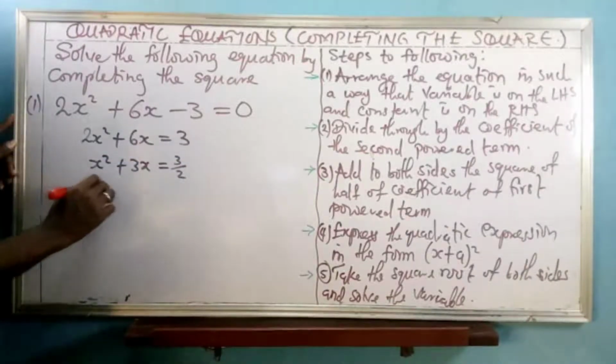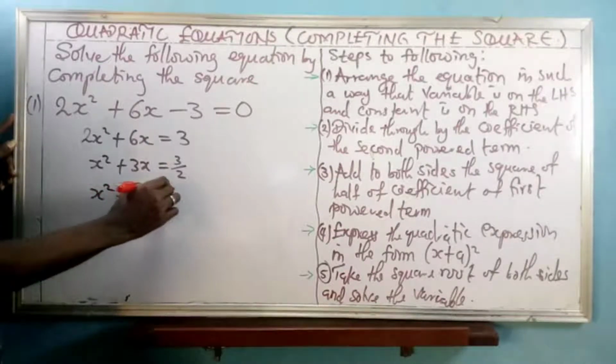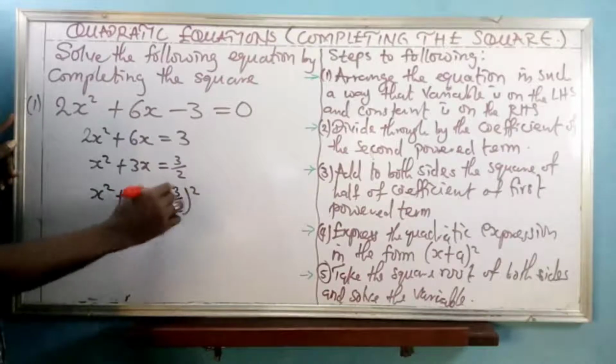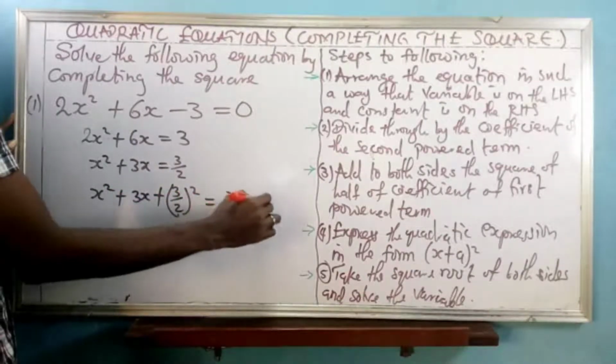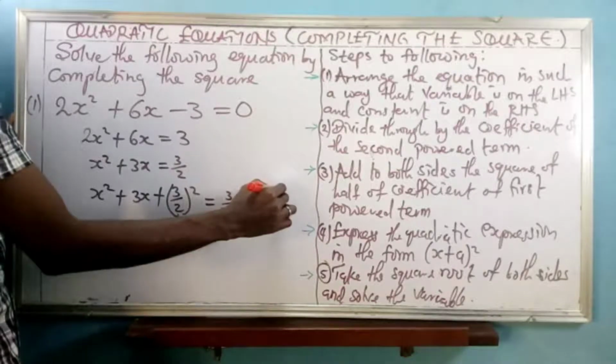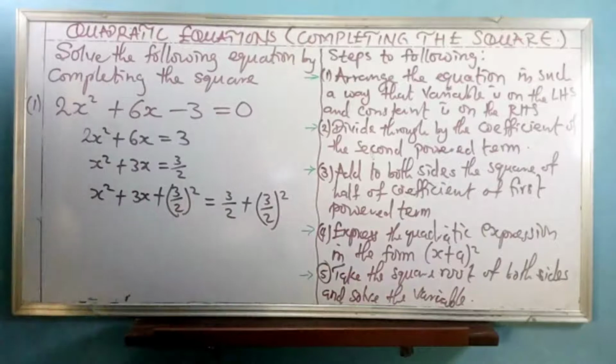That is x squared plus 3x plus 3 over 2 all in square, now is equals to 3 over 2 plus 3 over 2 all raised to power 2, right? Okay, raised to power 2. Do we understand it up to that level? Shall we move on now?